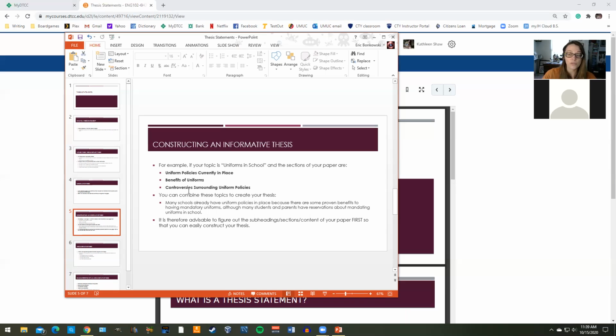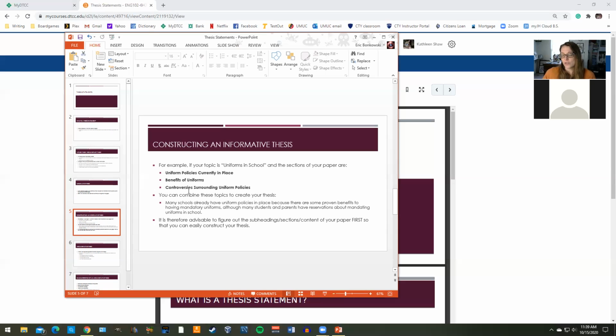What I'm going to be doing with an informative thesis, and if I'm just trying to inform people about this topic of uniforms in school, let's say I'm going to cover in my paper a section on uniform policies currently in place, some of the benefits of uniforms, some of the controversies surrounding uniform policies. If I'm going to cover those three things and just give my readers a general overview of like, okay, here are the places that have uniforms. Here are some of the rules of uniforms. Here's some information about uniforms.